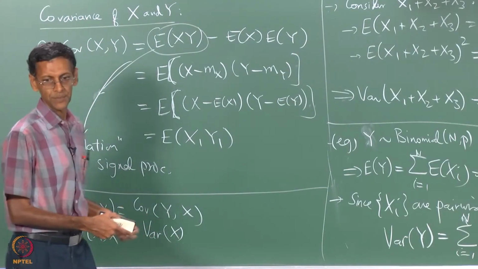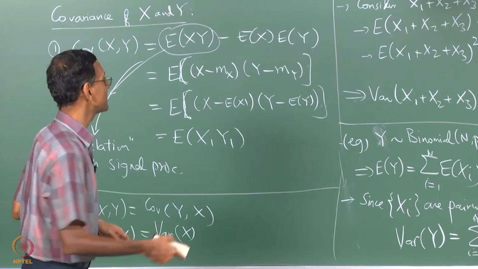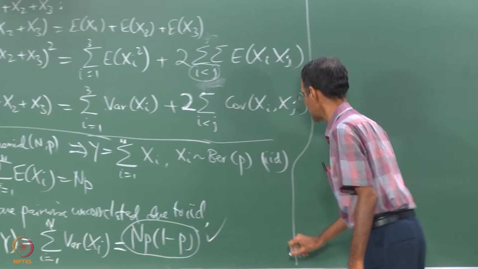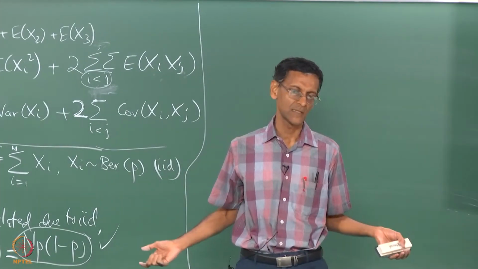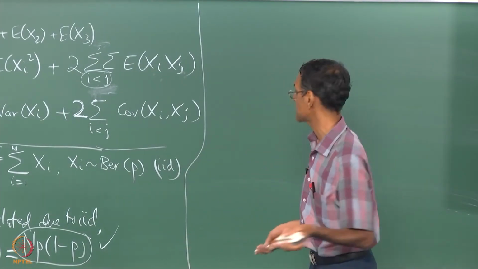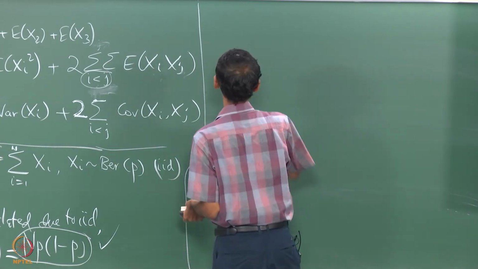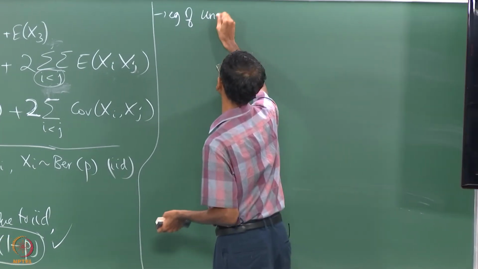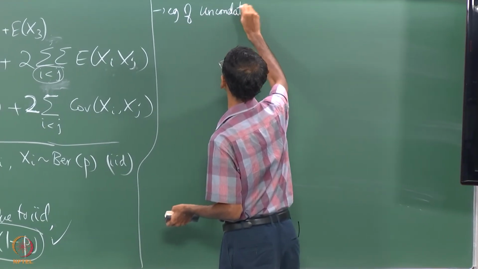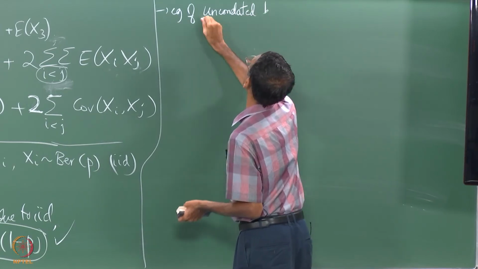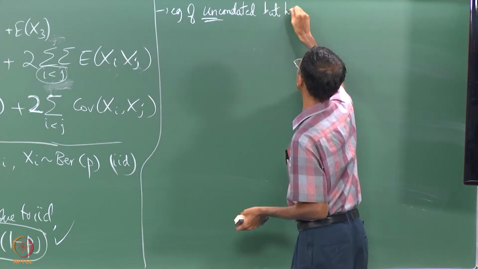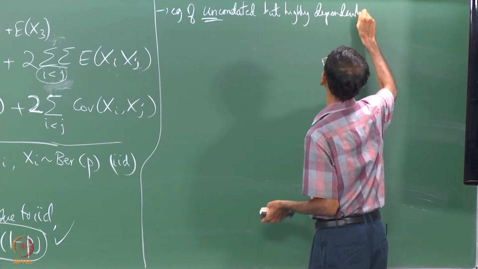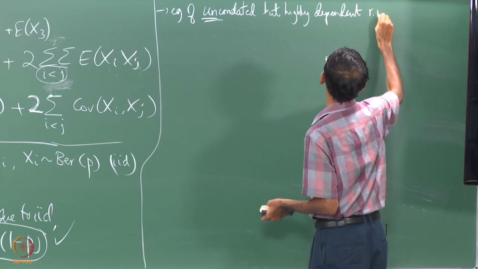Let me next take up another point. Independence always implies uncorrelatedness, but uncorrelatedness does not imply independence. I mentioned that in yesterday's class. So an example of random variables that are uncorrelated but not independent, in fact very highly dependent. There are several such examples.